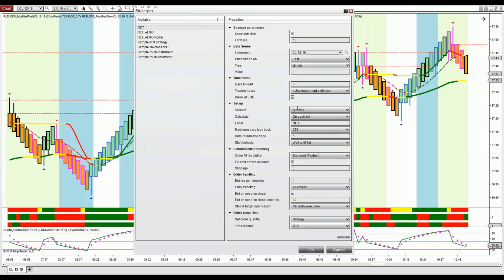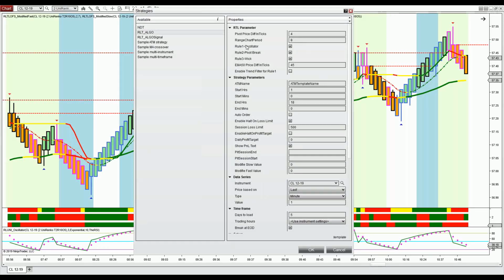Now, here are the 3 entries. If I can find them. Oops, here's the algo. There's the oscillator entry. There's the pivot break entry. There's the pullback to the wick entry. This is the MA diff that we configure for you.